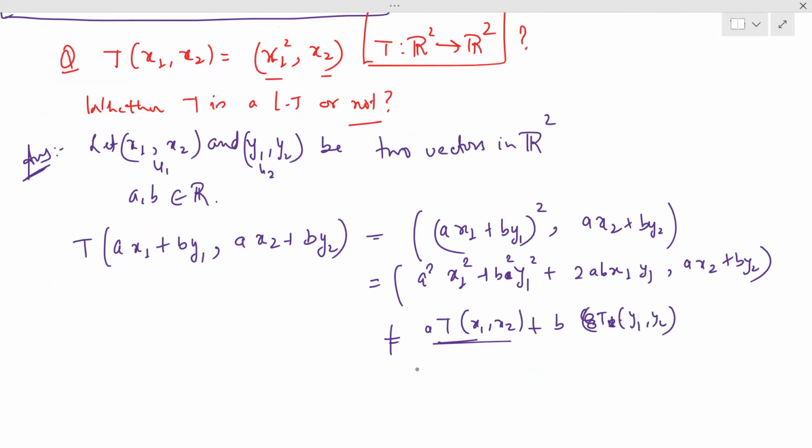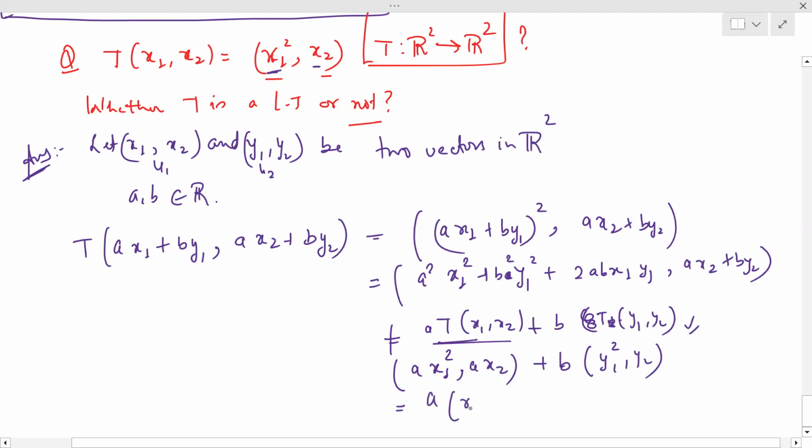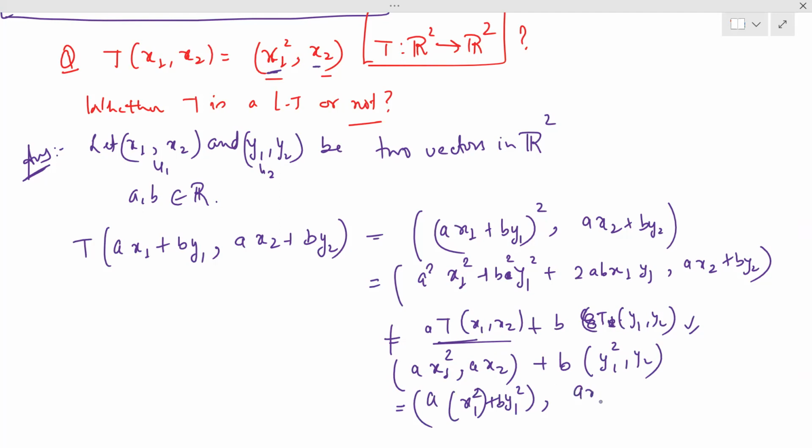Why? Because if I write this, what will I get? T of x1, x2 is x1 square, x2. So it is a x1 plus b y1 square, comma, y2. If I write this, it is going to be a x1 square plus b y1 square, comma, and you'll have another term which is a x2 plus b y2. So fine, this term is there, but this term is not here. So always remember, this is not a linear transformation. I hope it is clear.